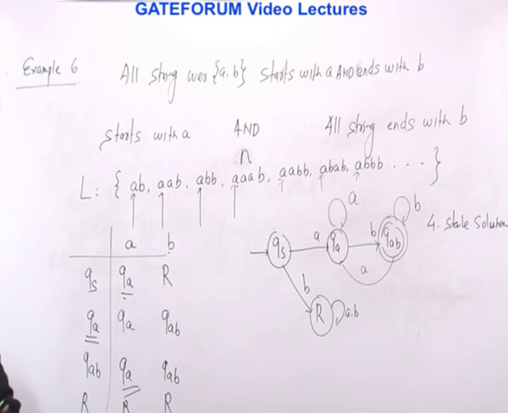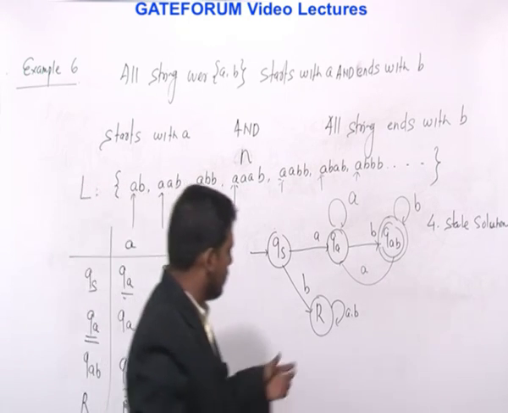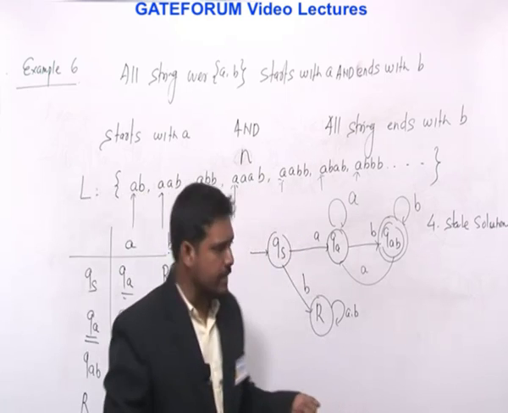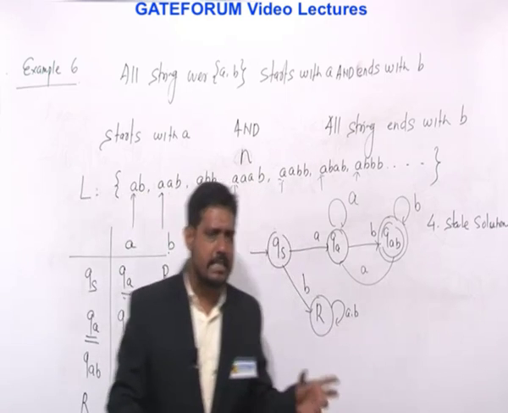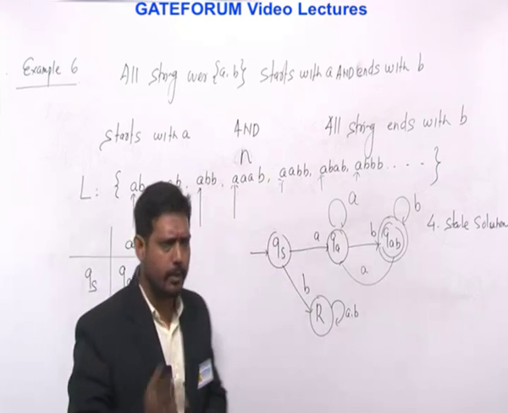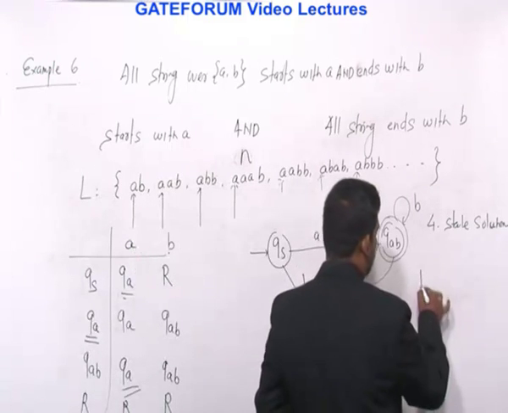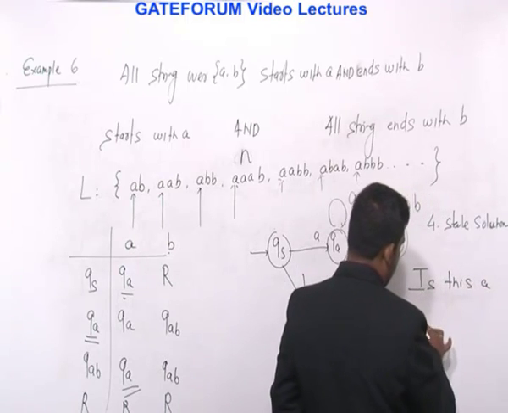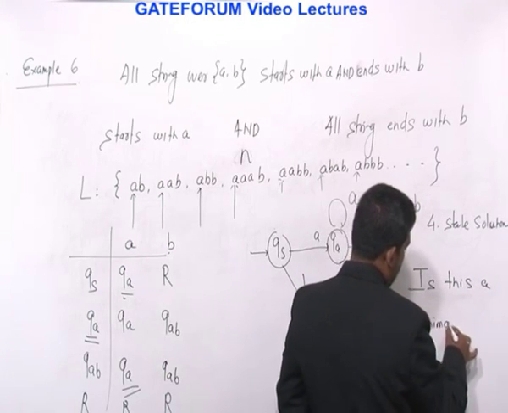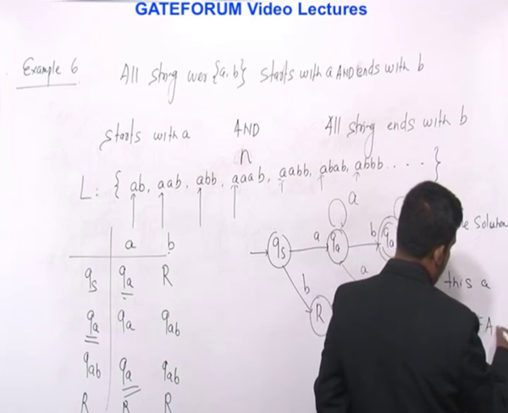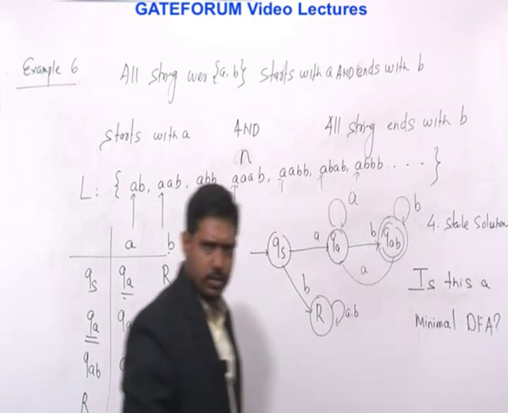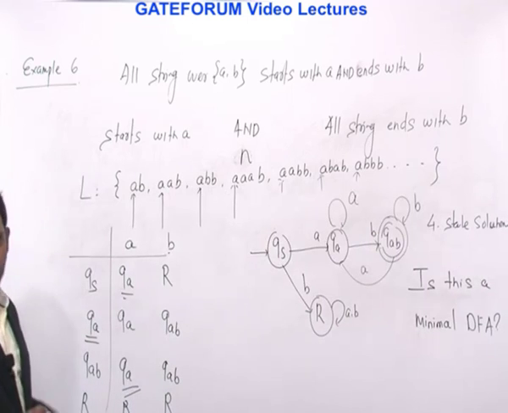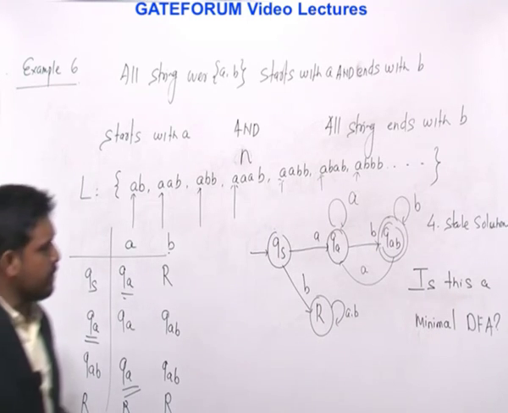So I hope it's okay with you. Let's define a method by which we can say whether this 4-state DFA is the minimal DFA. Is this a minimal DFA? This is the question. Is it the optimized one? I want this verification: can I do this 4-state solution in a smaller number of states?